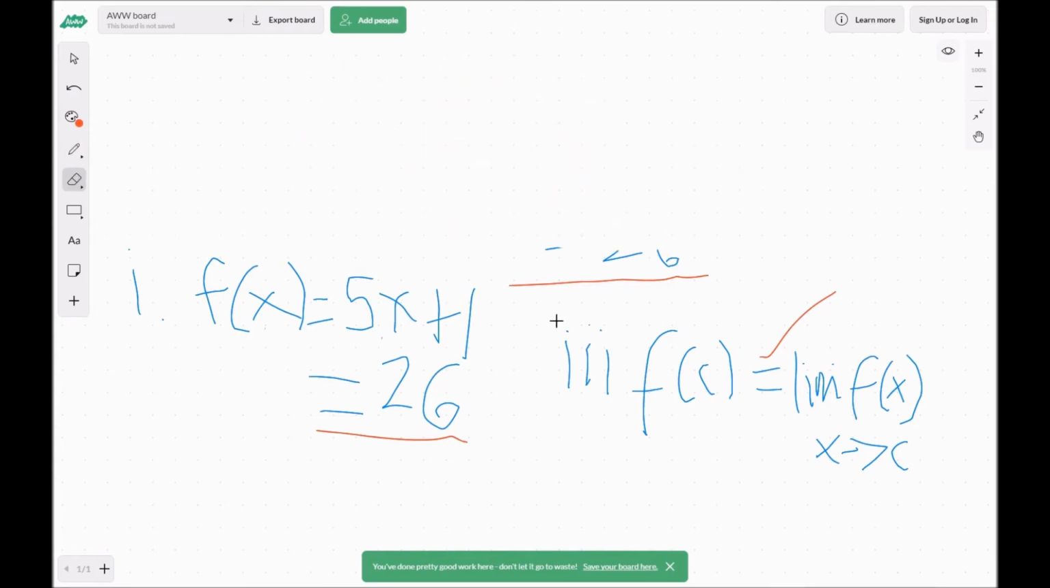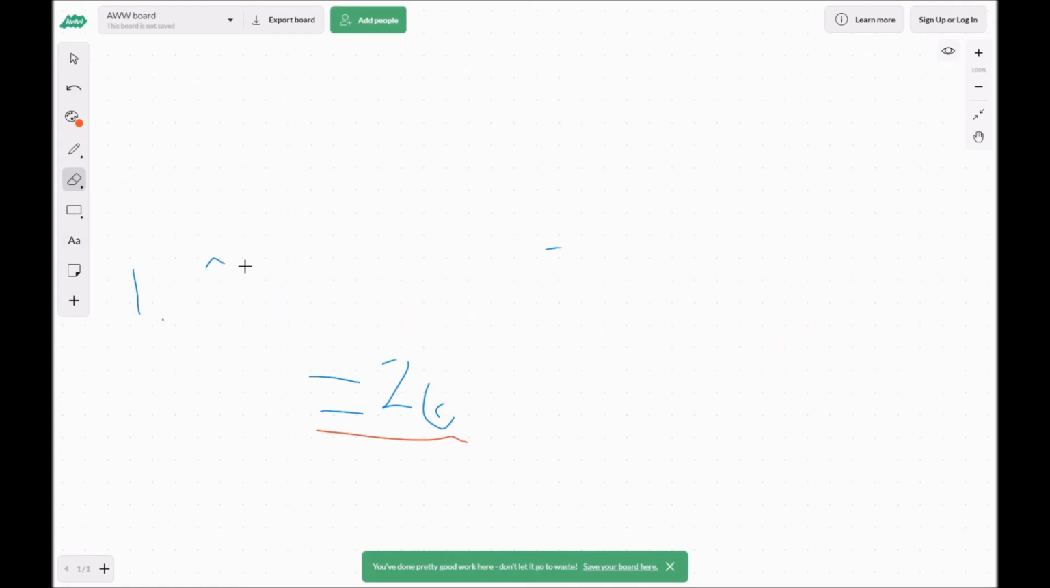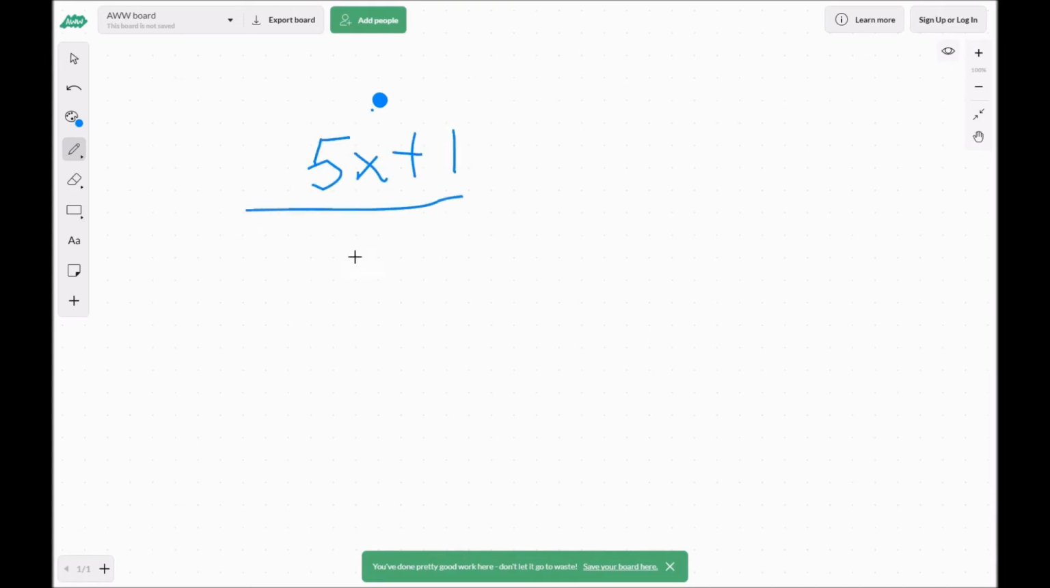Wait. There, eraser. So, what if we had the more complex function? What if we had 5x plus 1, but it's over x minus 3? So now we have a rational function. Everyone knows what a rational function is as long as it has a ratio, which is division. So 5x plus 1 over x minus 3 can't always have the same things.